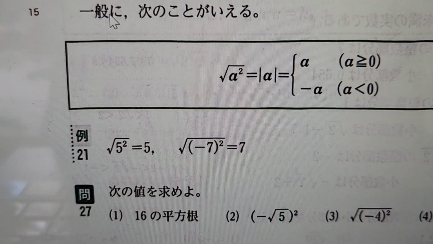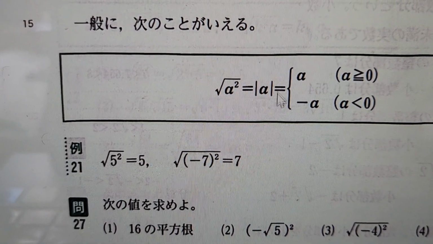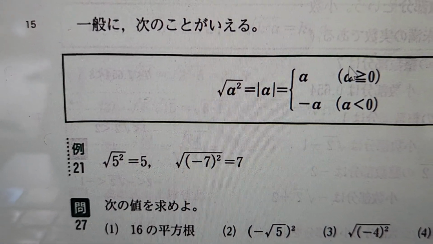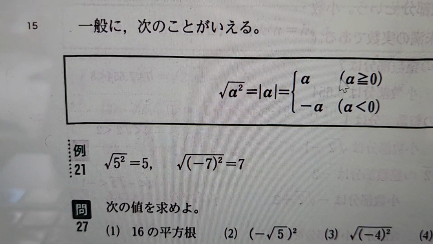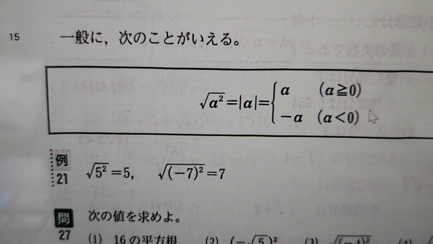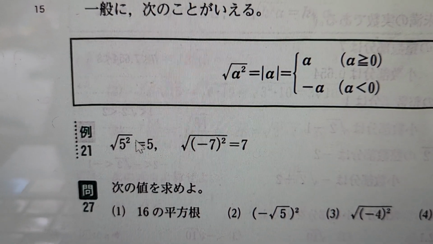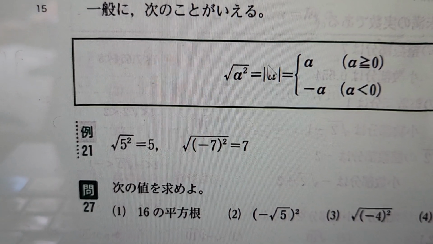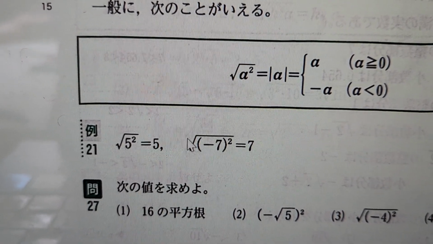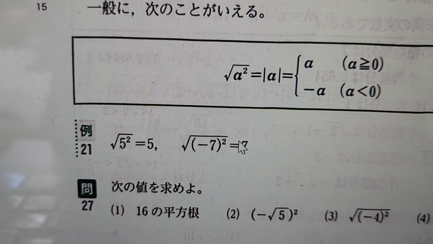So, in general, the following can be said. The square root of A squared is equal to the absolute value of A, which means there is A and negative A: A if A is bigger than or equal to 0, and minus A if A is less than 0. For example, like this. The square root of 5 squared is 5 because the result is absolute. Absolute means there's no negative in it. The square root of minus 7 squared is also 7.